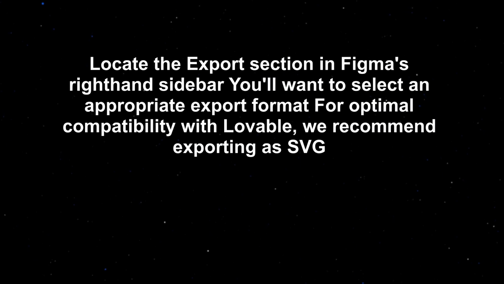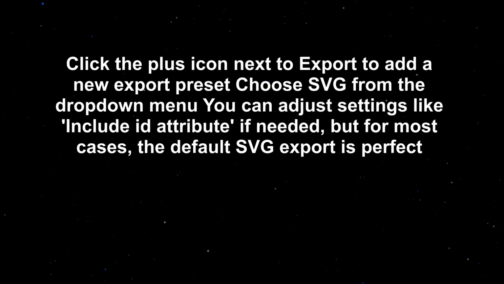Locate the Export section in Figma's right-hand sidebar, where you'll want to select an appropriate export format. For optimal compatibility with Lovable, we recommend exporting as SVG. Click the plus icon next to Export to add a new export preset. Choose SVG from the drop-down menu. You can adjust settings like "include ID attribute" if needed, but for most cases, the default SVG export is perfect.